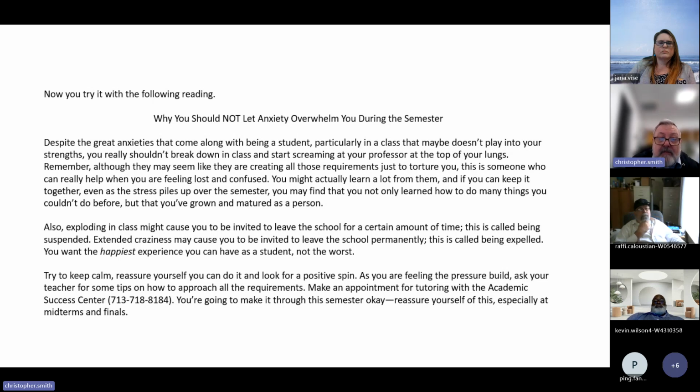Try to keep calm and reassure yourself that you can do it, and look for a positive spin. As you are feeling the pressure build, ask your teacher for some tips on how to approach all the requirements. Make an appointment with the tutoring center at the Academic Success Center. Our phone number is 713-718-8184. You're going to make it through the semester okay. Reassure yourself of this, especially at midterms and finals.